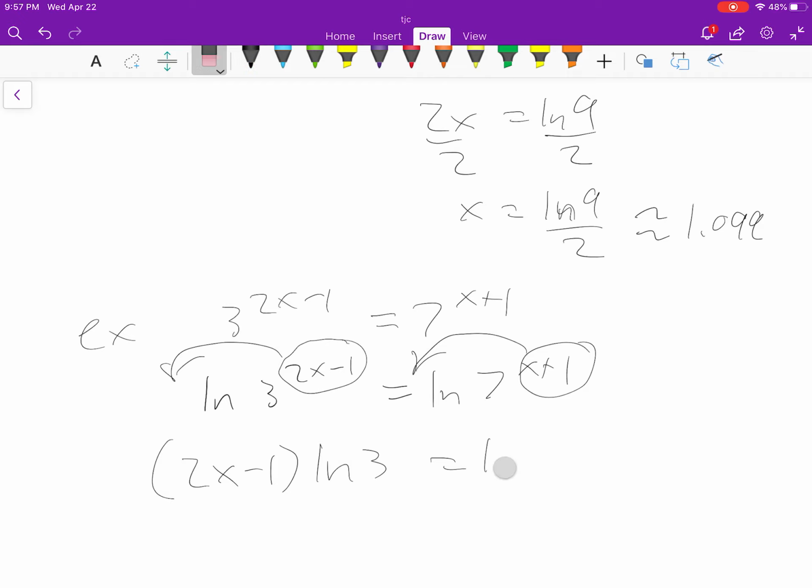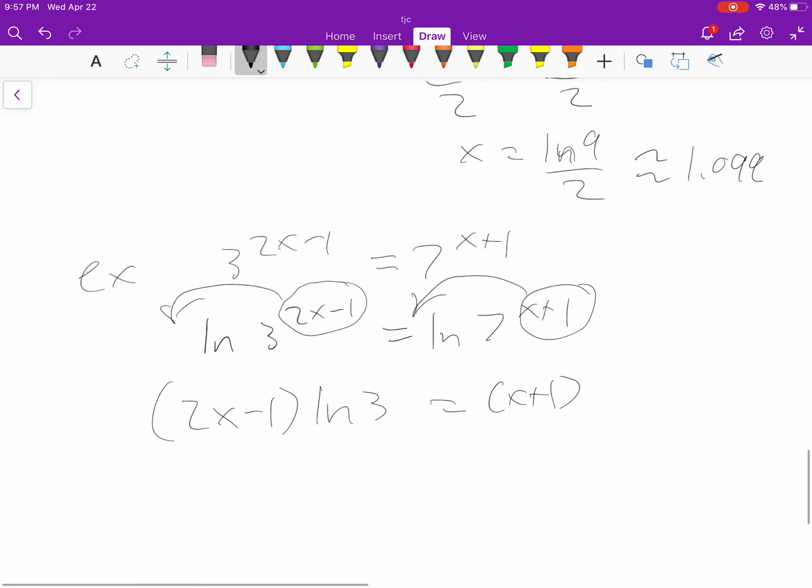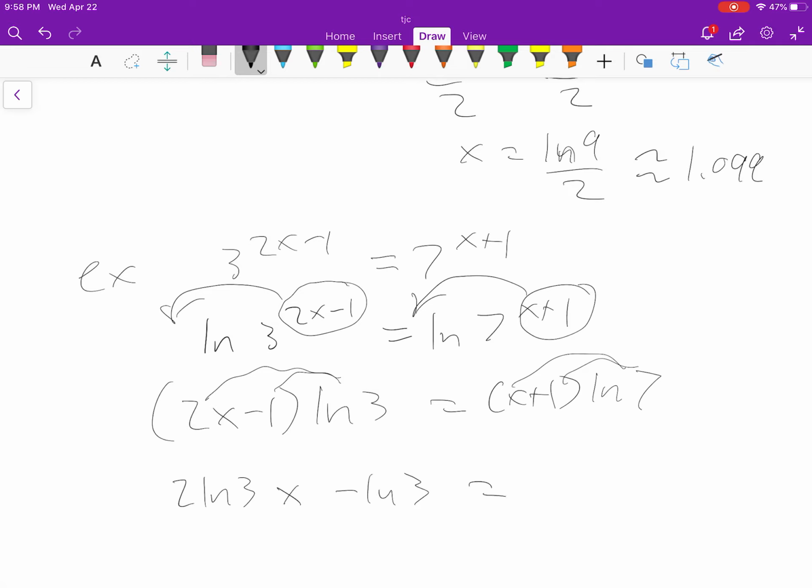(x plus 1) times ln 7. Now we're going to go ahead and distribute. ln 3 is just a number as well as ln 7. We're going to distribute that number to both terms, just like we'll distribute the ln 7 to both terms here. When we do that, we'll get 2 ln 3, which is a number, times x, minus ln 3 equals ln 7 times x plus ln 7.